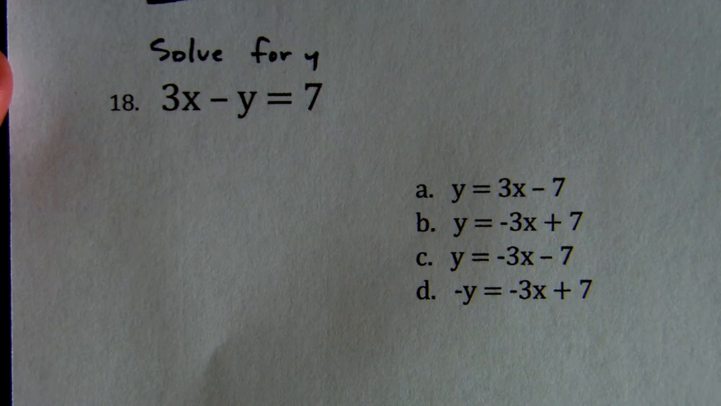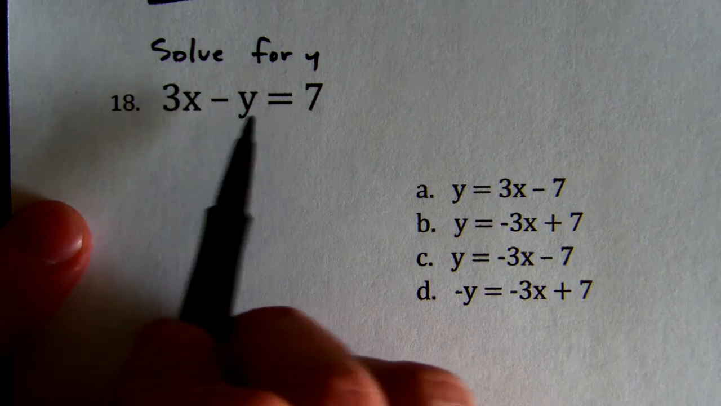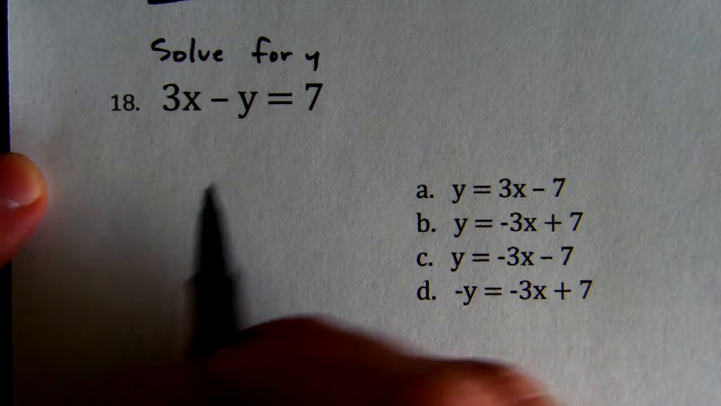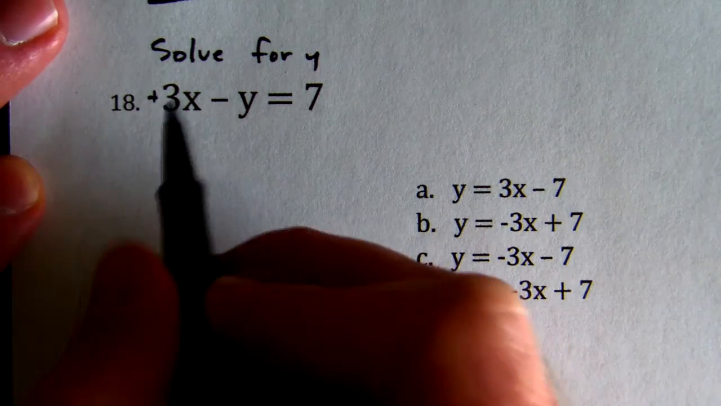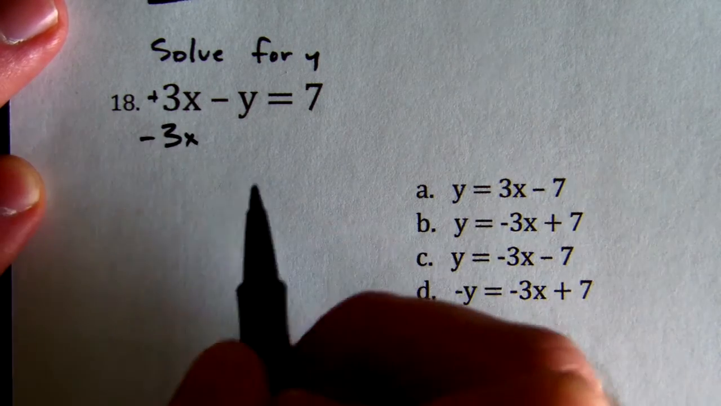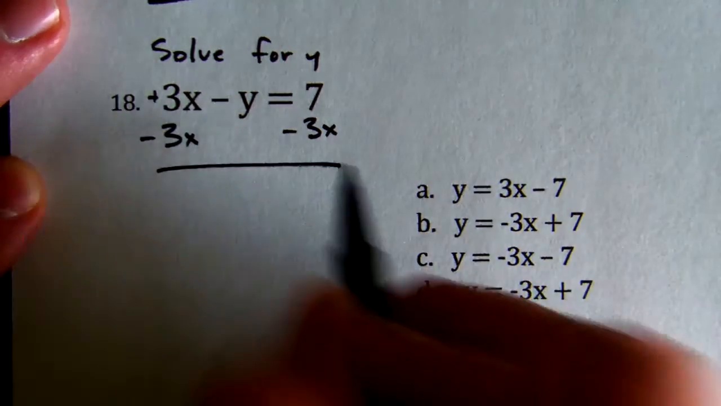All right, we're going to solve this one for y. We need to look at whatever side y is on, and we've got to move anything that's not y. So I'm going to take this 3x, and it's actually a positive 3x. So I'm going to subtract 3x because that's the opposite operation. And whatever I do to one side, I've got to do to the other.